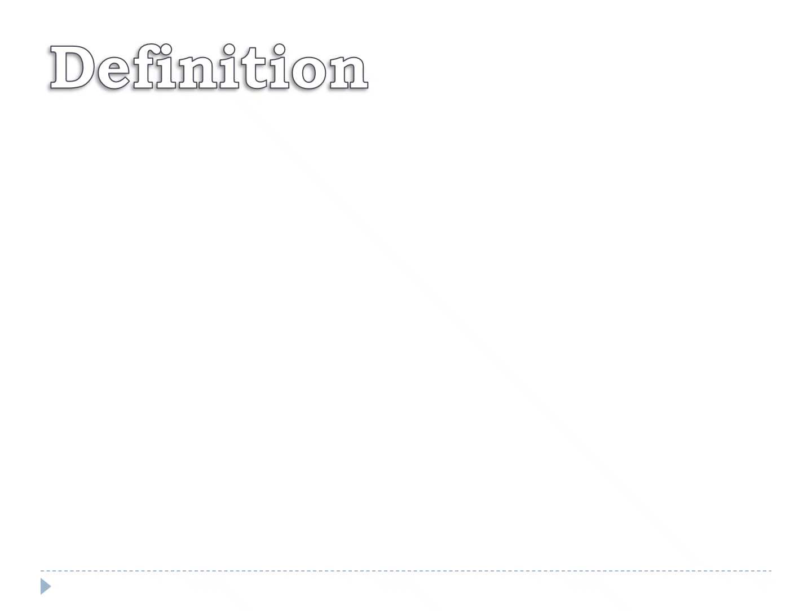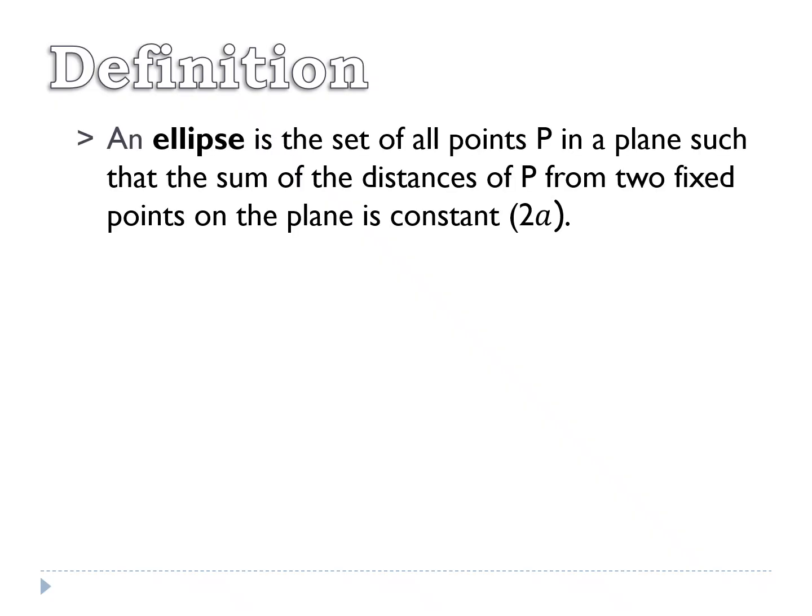So we have here the basic definition of an ellipse. It is the set of all points P in a plane such that the sum of the distances of P from two fixed points on the plane is constant, and it is called 2A.